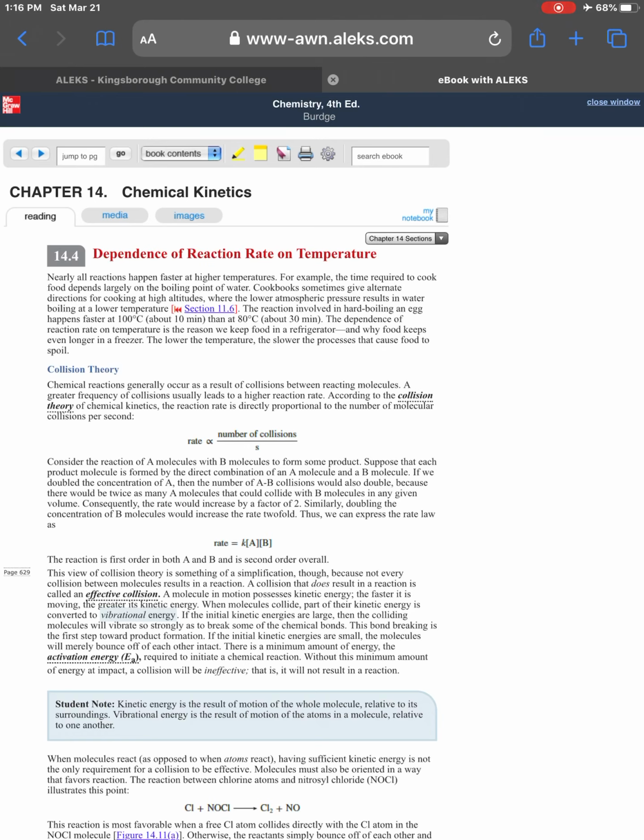There is a minimum amount of energy, the activation energy, E sub A, required to initiate a chemical reaction. Without this minimum amount of energy at impact, a collision will be ineffective. That is, it will not result in a reaction. Student note: kinetic energy is the result of motion of the whole molecule relative to its surroundings. Vibrational energy is the result of motion of the atoms in a molecule relative to each other.